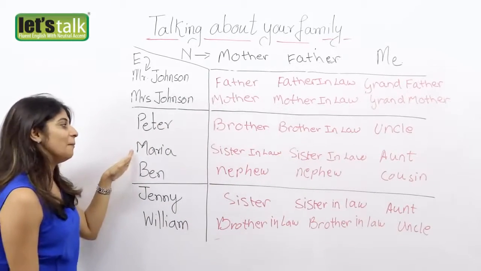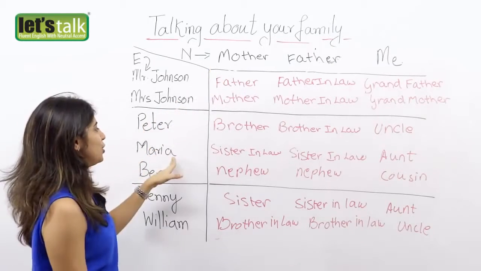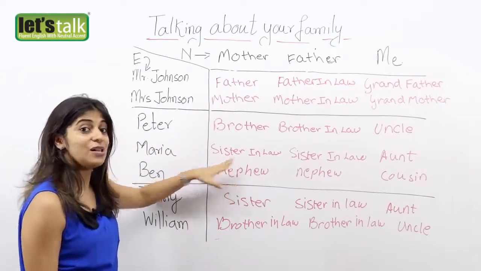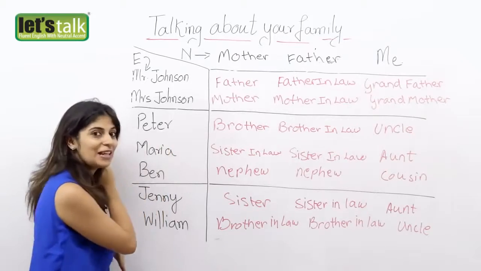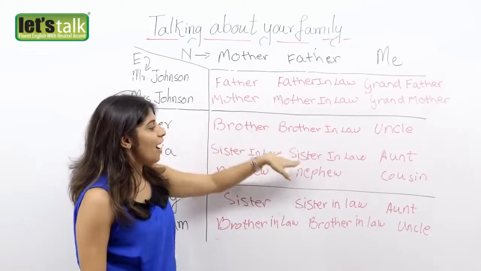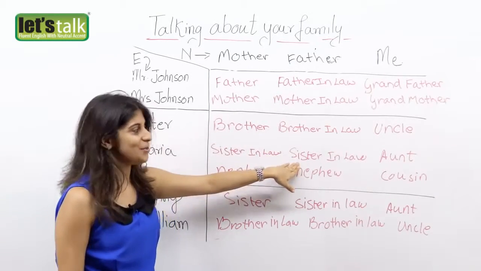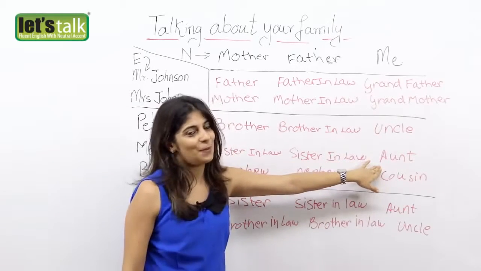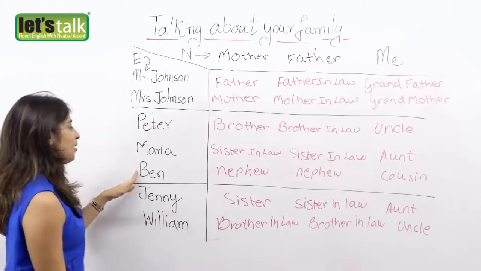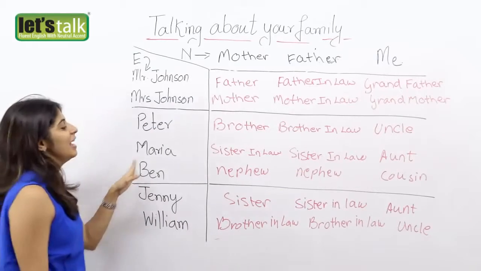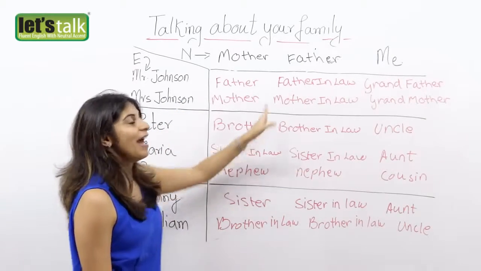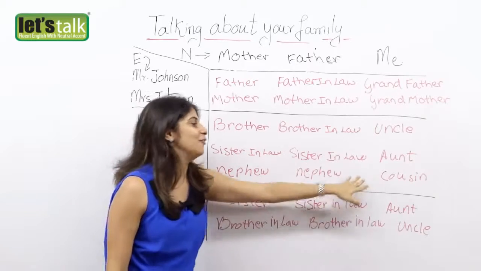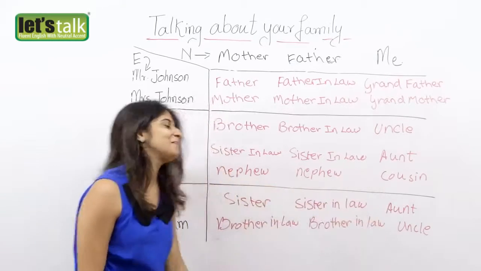Whereas Maria, for your mother, she is her sister-in-law, as she's married to Peter here. And for your father, she's going to be his sister-in-law. And for you, she's going to be your aunt. Similarly, Ben would be your mother's nephew, as well as your father's nephew. And for you, he's going to be a cousin.